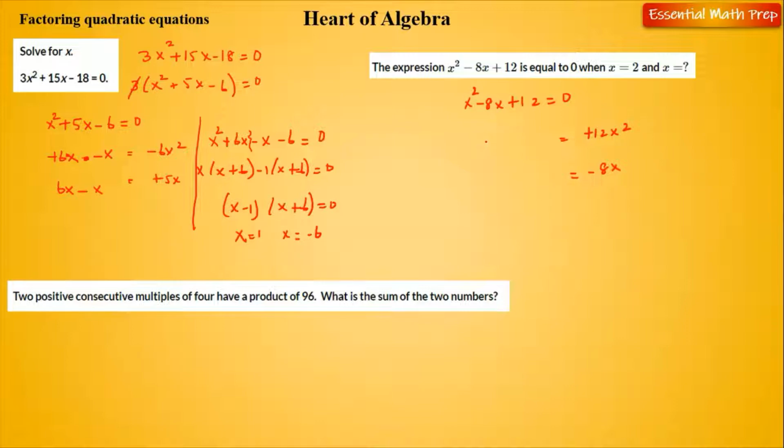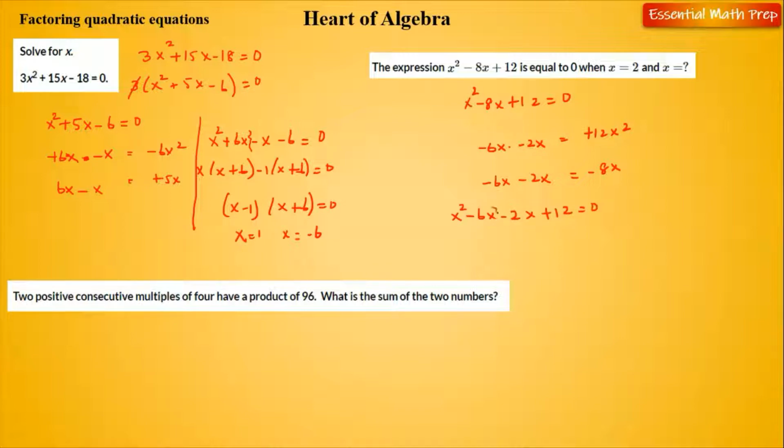Well, we could do negative 6x times negative 2x. That'll give you plus 12x squared. We could also do negative 6x minus 2x. That'll give you negative 8x. So if you substitute that in the expression, we know x squared minus 6x minus 2x plus 12 equals 0.